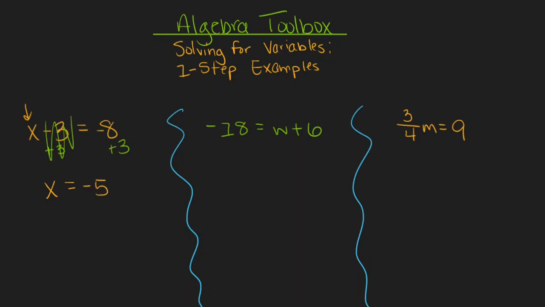Now that I've gotten to a place where I have my variable on one side of the equal sign and a single numerical term on the right side of the equal sign, I know that I have my answer. I've solved x and found that x represents the value negative 5.